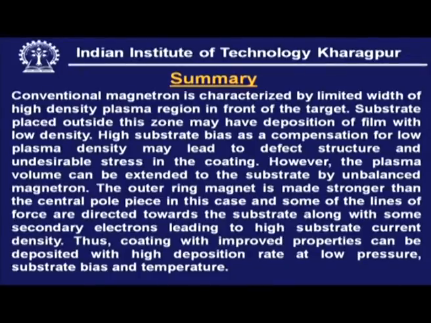Here the outer ring magnet is made stronger than the central pole piece, and some of the lines of force are directed towards the substrate along with some secondary electrons, leading to high substrate current density. Thus, coating with improved properties can be deposited with high deposition rate at low pressure, low substrate bias, and low substrate temperature.